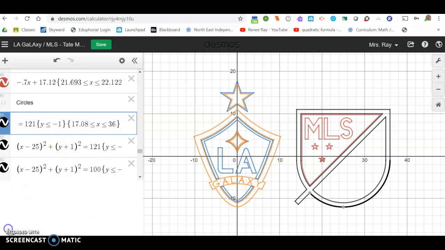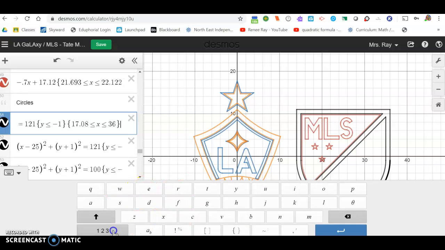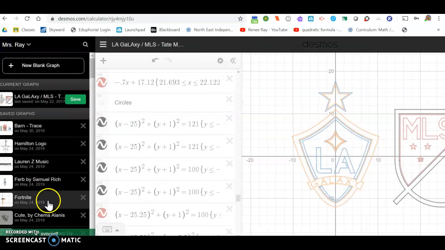If you're using an iPad for this, which is totally fine, there's going to be a keyboard here where you can have your numbers. There's your X, there's your Y, there's your squared, your inequalities. To get to the braces, you'll need to hit the ABC, and they're down here. So lots and lots of different ways for you to do this.